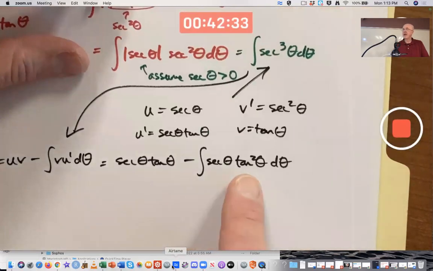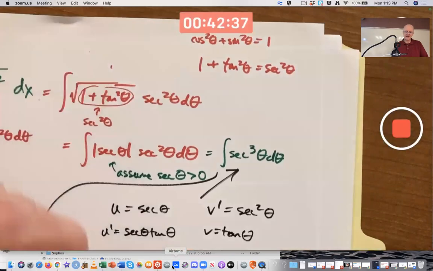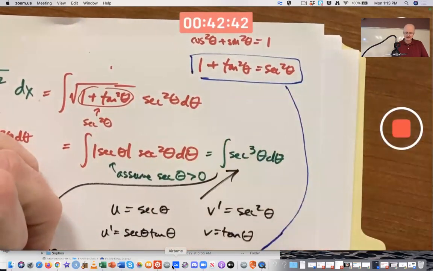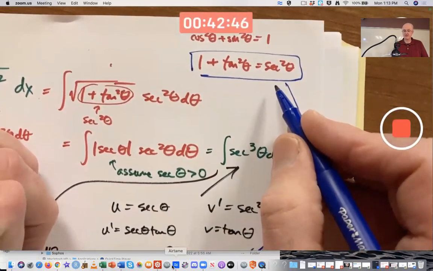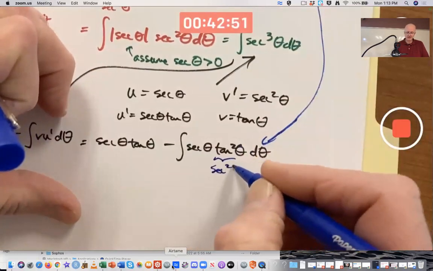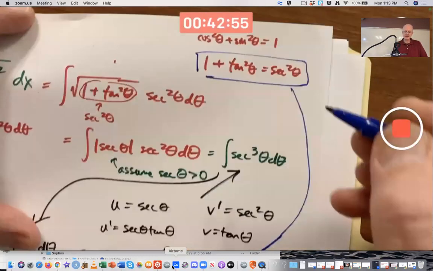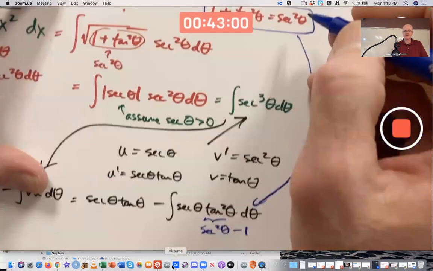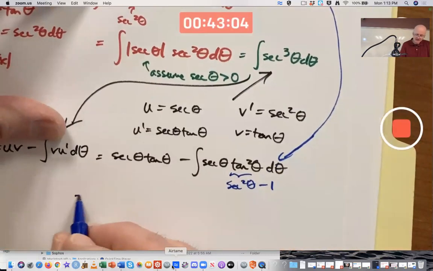We can replace this tangent squared theta, based on this fact up here, solve this for tangent squared theta, you get secant squared theta minus 1. This can be replaced with secant squared theta minus 1. I'm just using the same identity, just subtract 1 from both sides. And that might seem worse, but it's actually better.